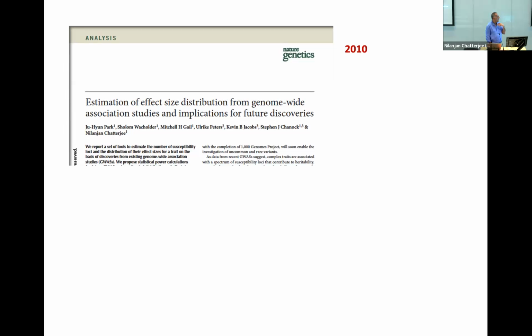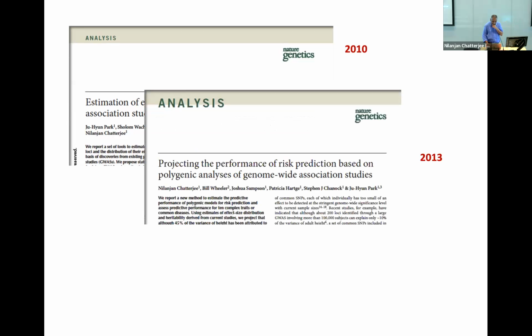And then we showed that if you can somehow estimate the effect size distribution, you can relate that to the yield of future genome-wide association studies, that is, how many more discoveries you can have as I increase the sample size, or how well the performance of the genetic score is going to improve as sample size increases.